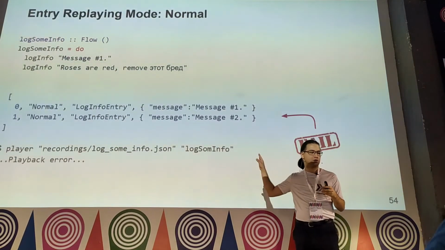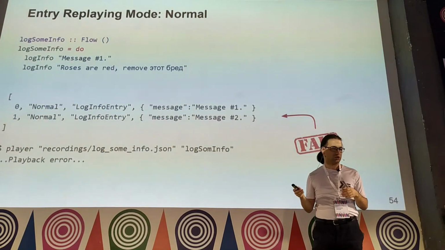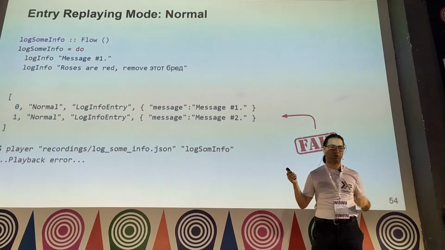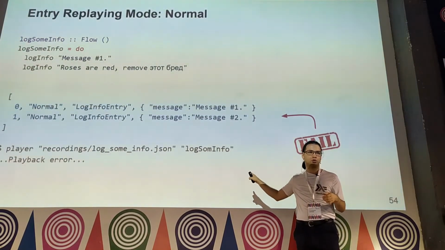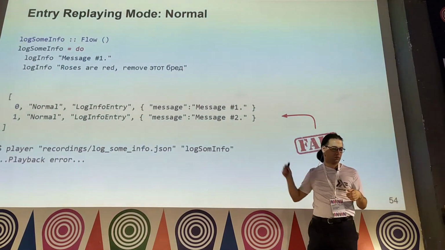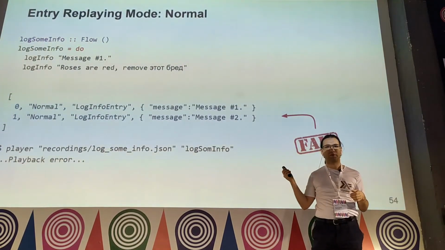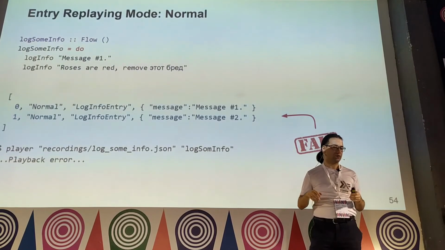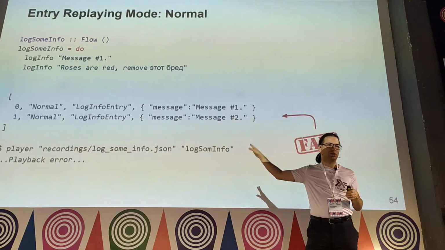Consider such a simple scenario, even more simple than we have seen before. Just two strings that are printed to some log. And the corresponding recording, right? Two entries here. And we have a playback error. Why? How do you think? Because the messages will have different text. Yeah. We have different messages in step number 1 and in the flow.